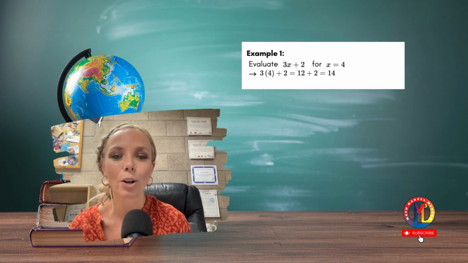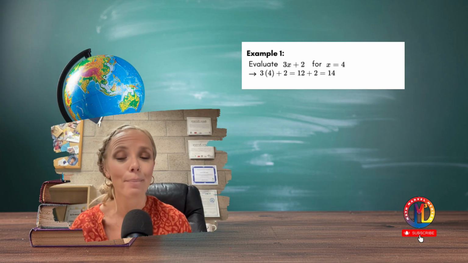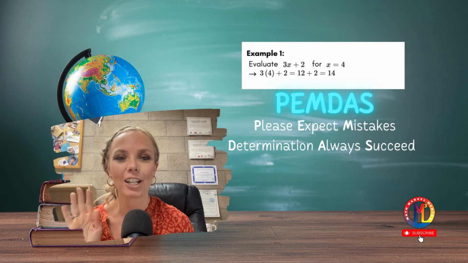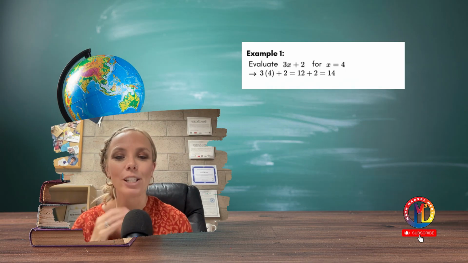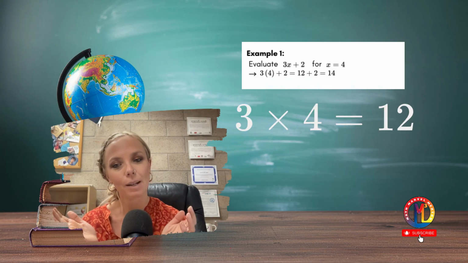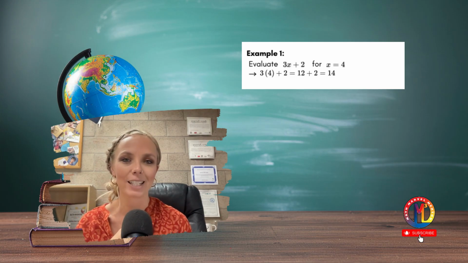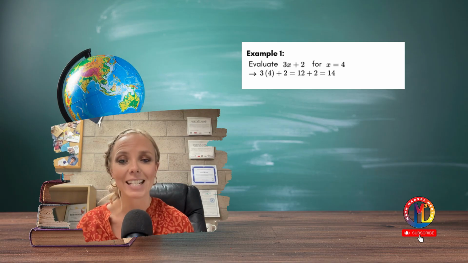And then we follow our order of operations. And so we start with multiplication. 3 times 4 is 12, and then we add 2. 12 plus 2 gives us 14. Okay. Let's try this next example.